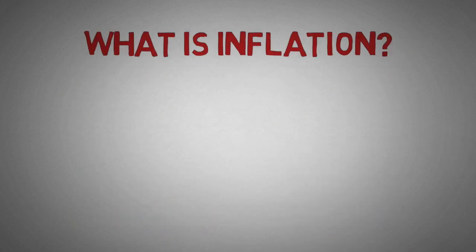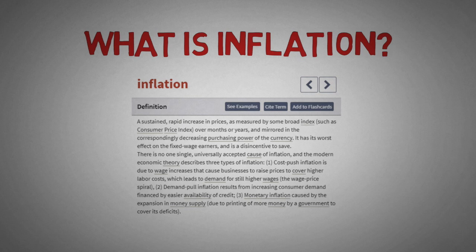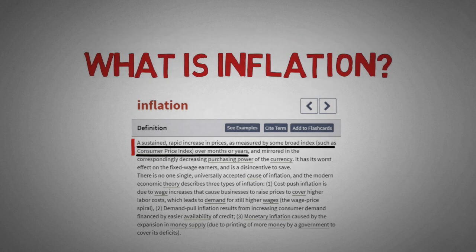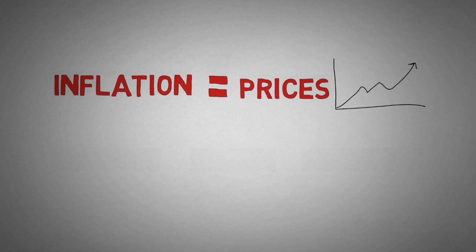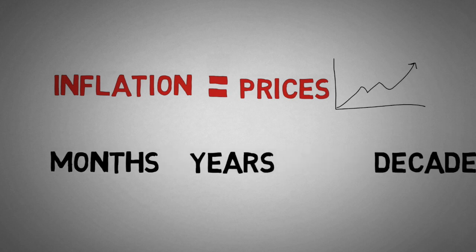Anyway, let's get started. So what is inflation then? If we go to our favorite dictionary, businessdictionary.com, we get a long definition of what inflation is. What I want you to look at in the first place is the first two lines. Here it says a sustained rapid increase in prices as measured by some broad index such as consumer price index over months or years. In plain English, inflation is just where prices keep increasing over a period. That could be months, years, and even decades.